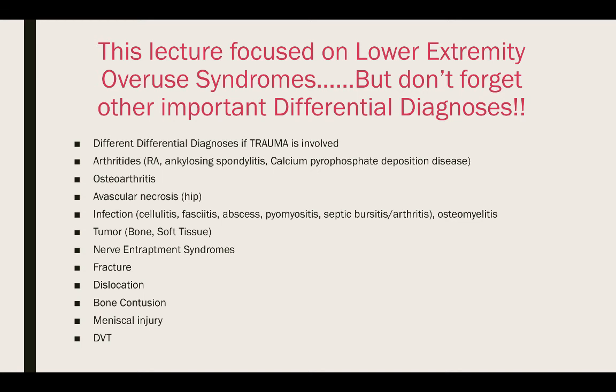So this lecture focused on lower extremity overuse and some acute trauma issues that happen in these regions, but don't forget other important differential diagnoses. So even more diagnoses if there's trauma, a lot more fracture considerations. Inflammatory arthritises, rheumatoid arthritis, ankylosing spondylitis, that sort of thing, osteoarthritis, avascular necrosis of the hip, infections, tumors, nerve entrapment, fracture, dislocation, bony contusion, meniscal injury, and DVT. So lots of other things that you want to think about in the lower extremity. Again, not what we focused on today, but also didn't want you to forget about them.